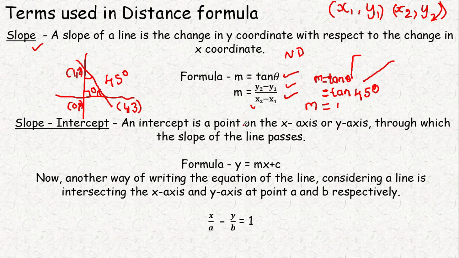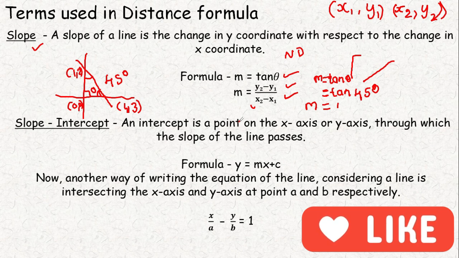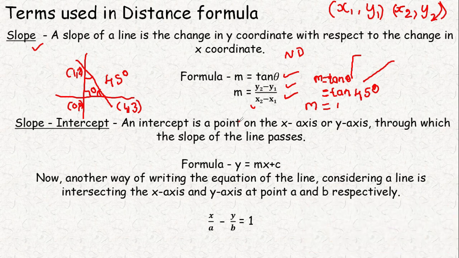Next, slope intercept form. Here an intercept is a point on the x-axis or y-axis through which the line passes. Where the line passes through the x-axis or y-axis, that point is known as intercept. If that point is on the y-axis, then it's known as y-intercept. If that point is on the x-axis, that's known as x-intercept.